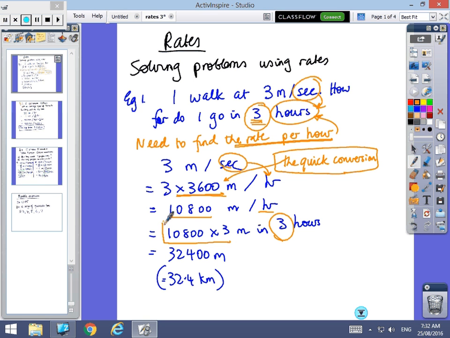So we've got this calculation here. We've got 10,800 times 3 meters in 3 hours, which is that number, which can be converted to that number. So the question had a rate in seconds, and then the question turned into hours. The easiest way is to convert the rate to hours, and then once we've got it in hours, we'll just multiply by the 3. So can you copy that and then come across when you're ready?